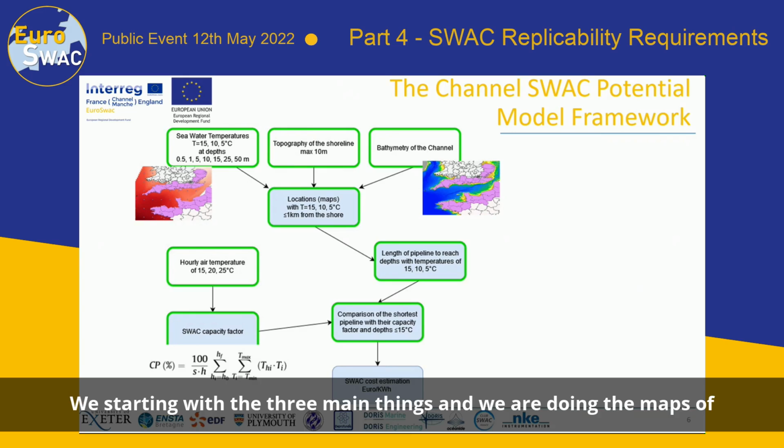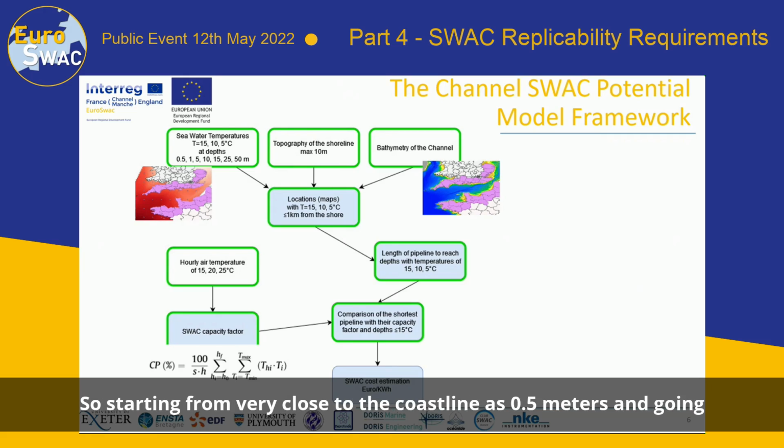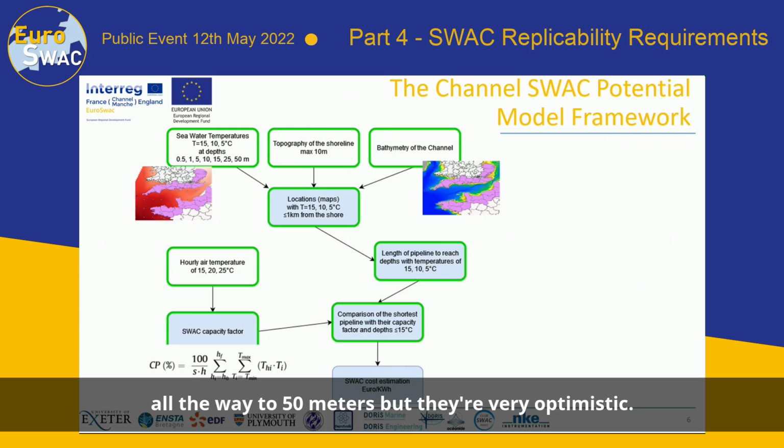We're starting with three main things, and we are doing the maps of the seawater temperatures. I'm doing the sea temperatures of 15, 10, and 5 degrees Celsius at different depths, starting from very close to the coastline, 0.5 meters, and going all the way to 50 meters, but that's very optimistic. I don't think we will go that deep, but just to check. At the end of the day, it's just a study.